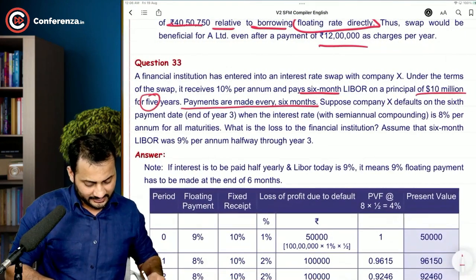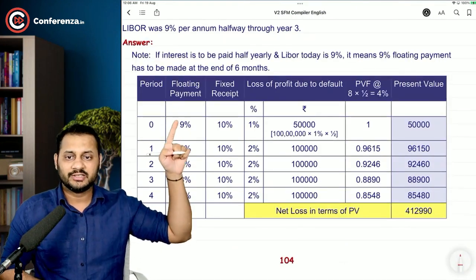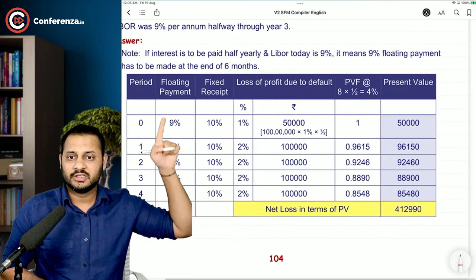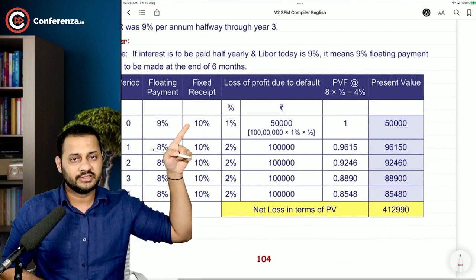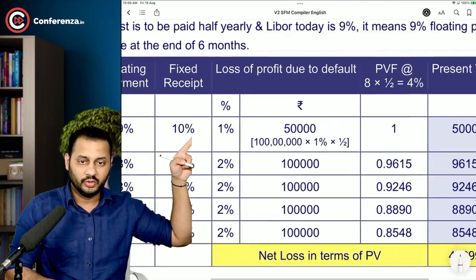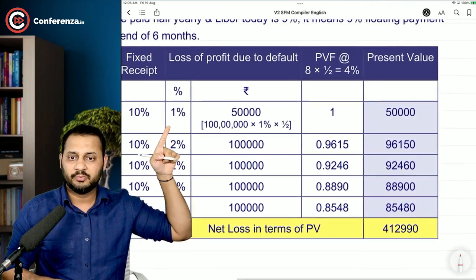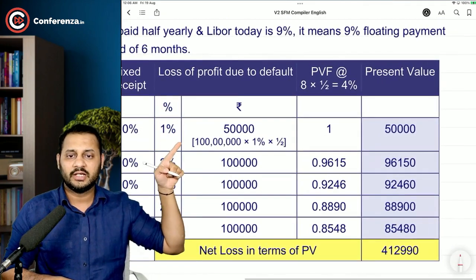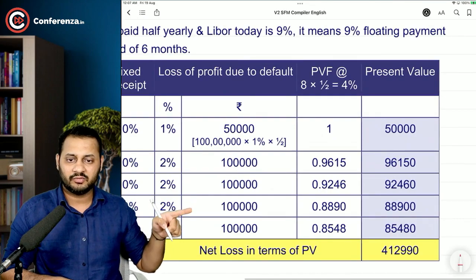Have a look at the final answer now. See, floating rate payment at the 0th point, that means this is the 3rd year end, was 9%. This was your payment, but fixed receipt was 10%. You were about to gain by 1%, which you actually lost. This is called loss of a profit due to default. That will come to 50,000, then 1 lakh, 1 lakh, 1 lakh, 1 lakh.